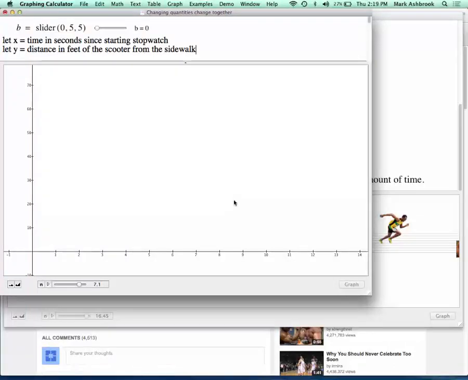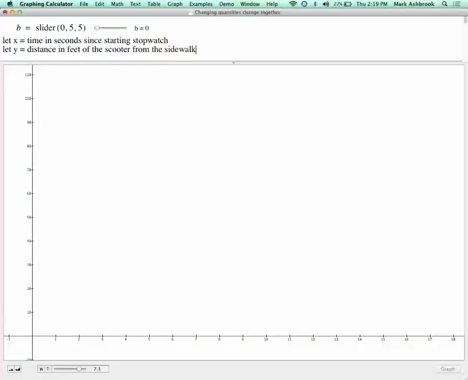Okay, so here's the situation. X is the time in seconds since starting a stopwatch. Make that a little bigger. Y is the distance in feet of a scooter from the sidewalk.